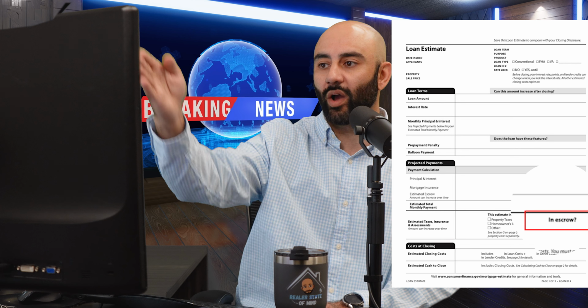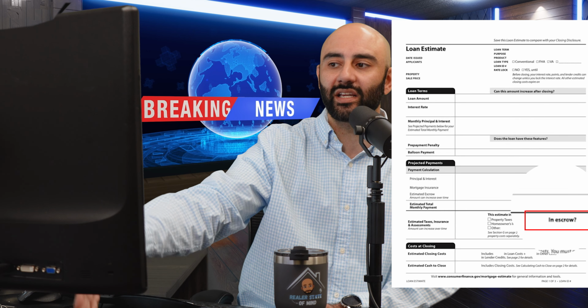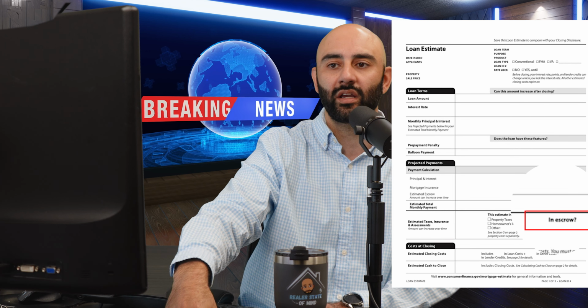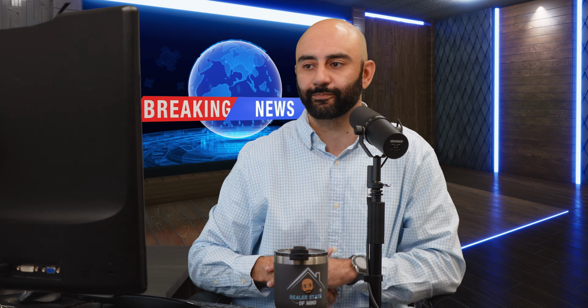And then right to the right of it, it says in escrow. That means, is it included in my mortgage payment? If you have what's called an impound account or an escrow account, then your taxes and insurance are going to be included in that payment. And they should say yes under the loan estimate where it says in escrow.